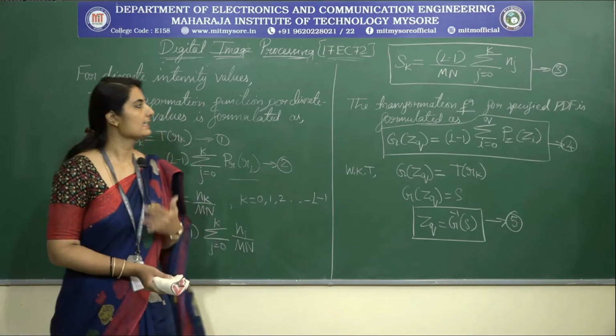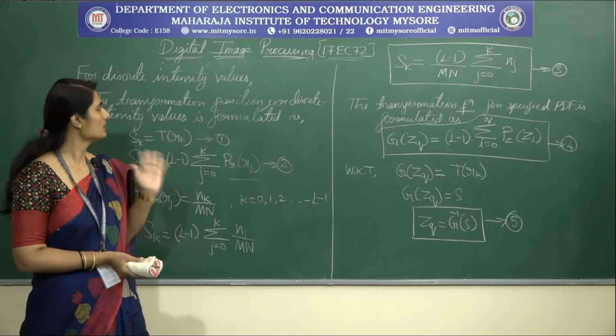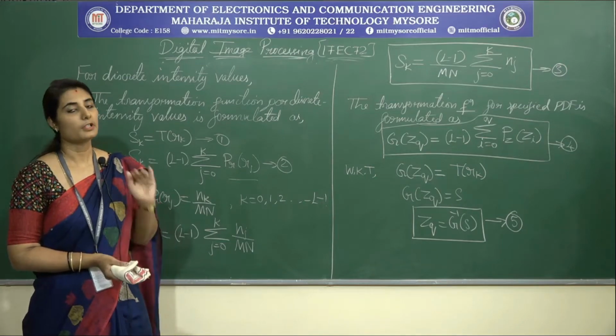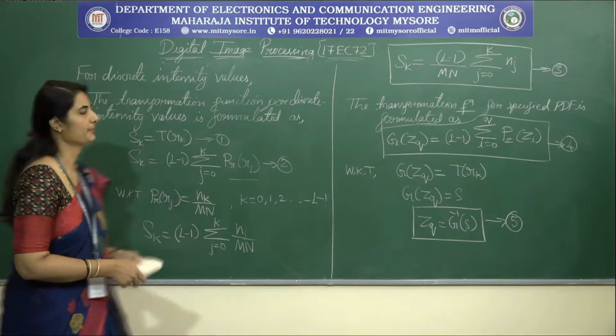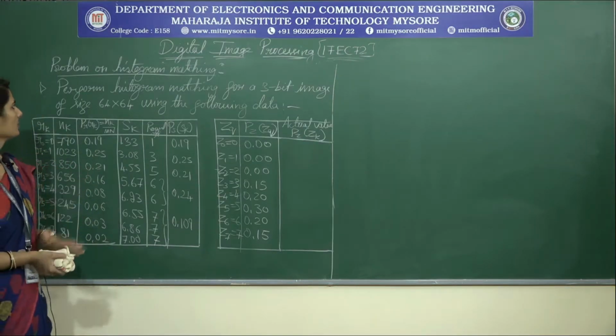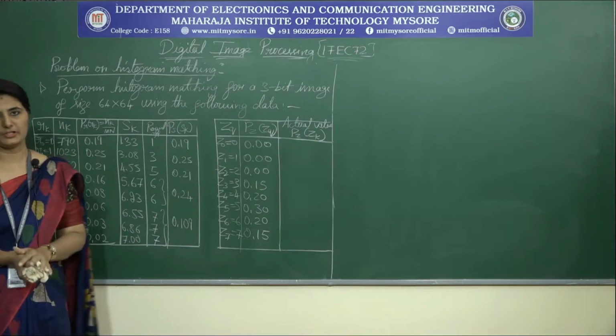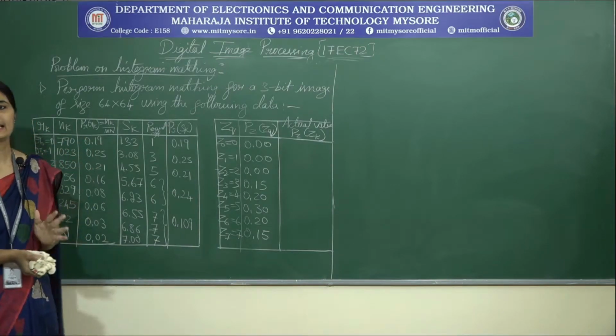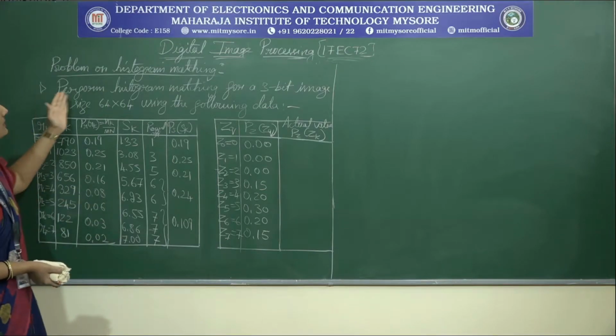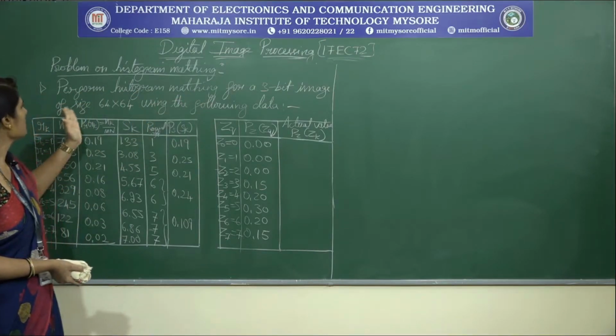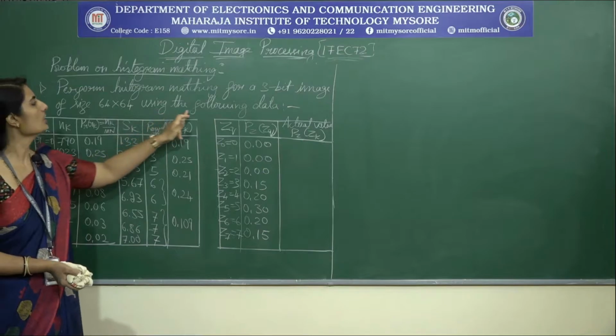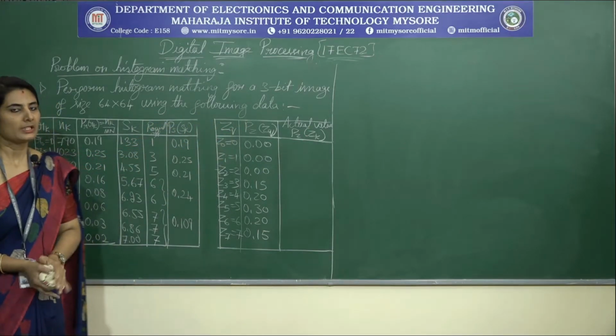So next, let us solve a problem on histogram matching for discrete intensity values. Now look at this problem. This is a problem on histogram matching for discrete intensity values. Perform histogram matching for a 3-bit image of size 64 cross 64 using the following data.